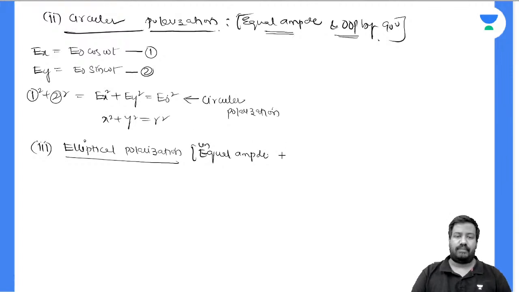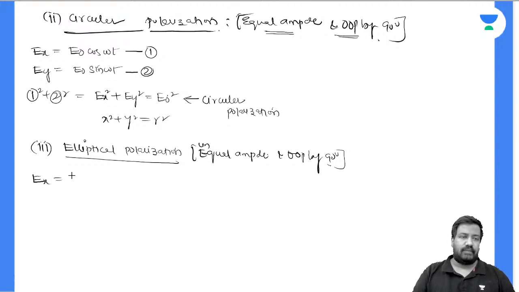Unequal amplitude, out of phase by 90. Unequal amplitude and out of phase by 90. Ex is E naught x cos omega t, Ey is E naught y sin omega t, because unequal amplitude.